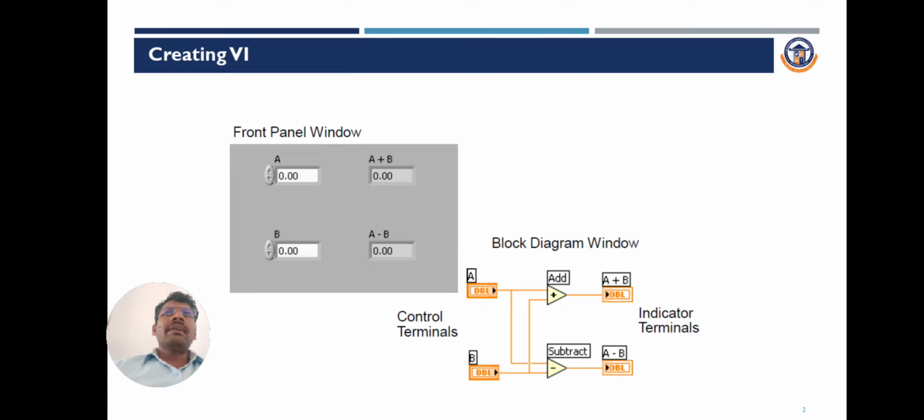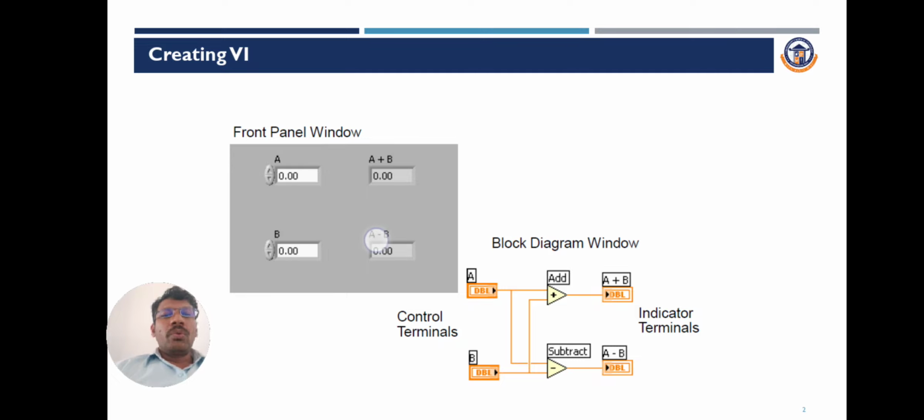For creating a virtual instrument file, first go to the LabVIEW software and click the dialog box to create a file and create a VI. After clicking that button, the front panel window will look like this.